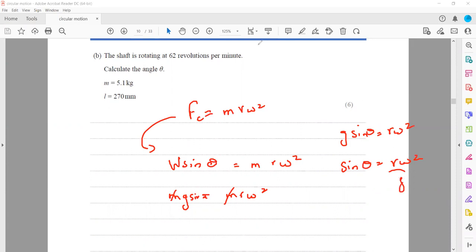We have the value of r, which we already worked out. And remember, don't forget to convert the unit. It is in millimeters, so it will be 0.27 meters because we divide by 1000. So r is equal to L sine theta. We'll get the value. L is there.